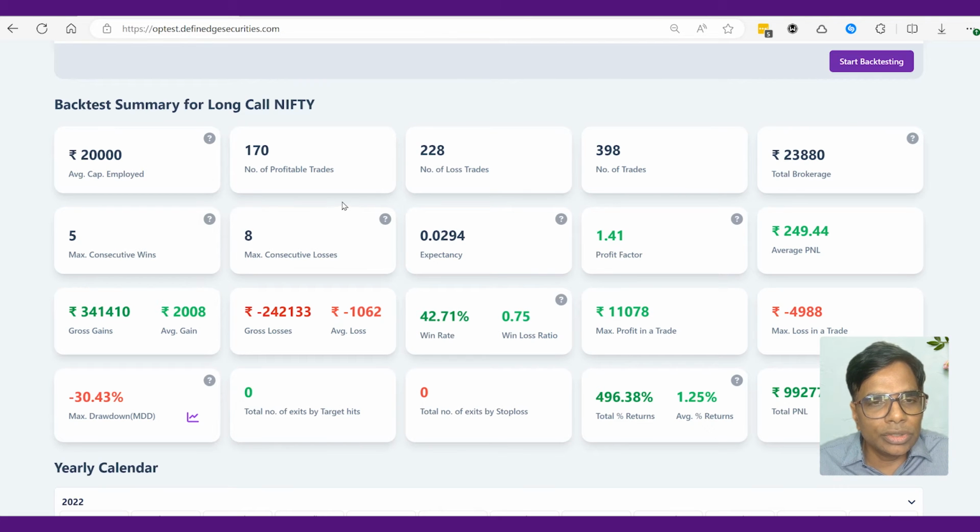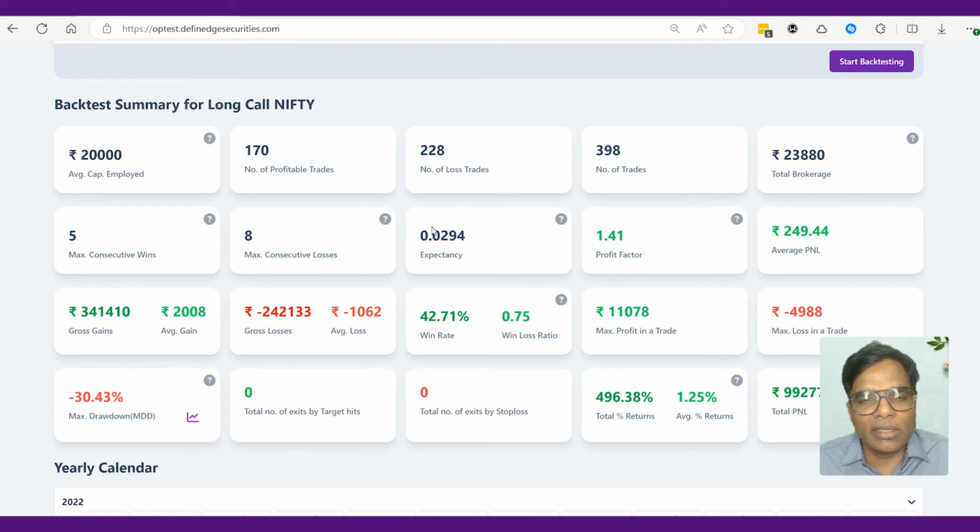Here it shows the number of profitable trades out of this many, and the number of lost trades. And what is the brokerage that was taken based on that, 60 rupees, right? How many entries and exits based on that? How much brokerage was taken for this particular backtesting method? The maximum consecutive wins, like, what is your winning streak? And what was your losing streak?